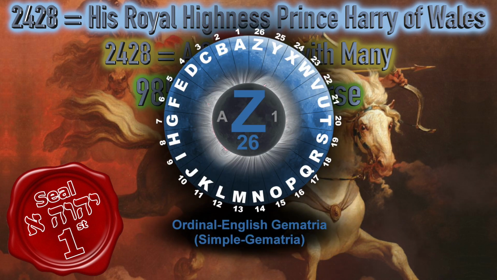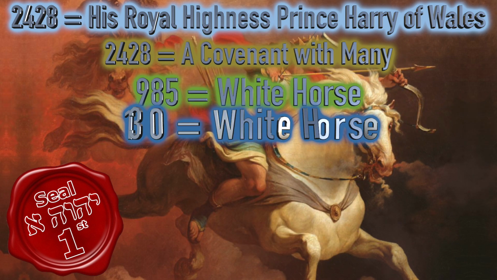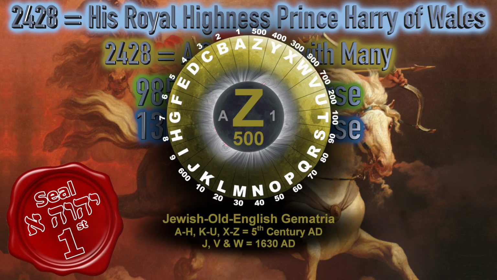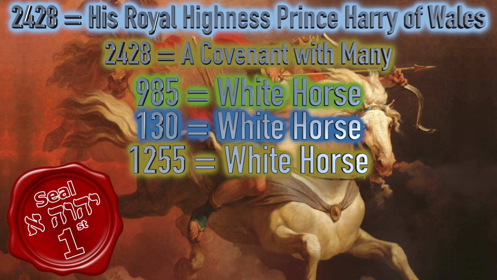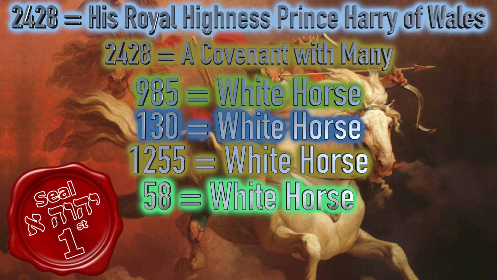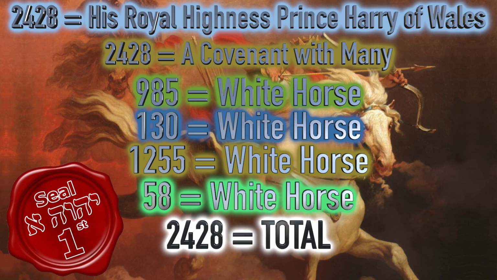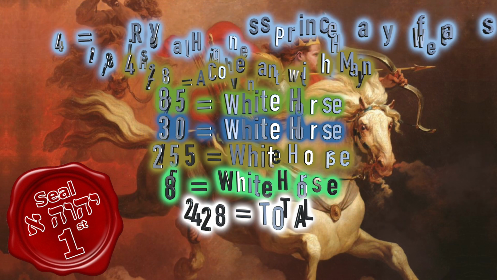Using standard English Gematria, white horse equals 985. And using ordinal English Gematria, it equals 130. And using Jewish Old English Gematria, it equals 1,255. And using Latin Gematria, it equals 58. If we add these numbers up together, we get 2,428.